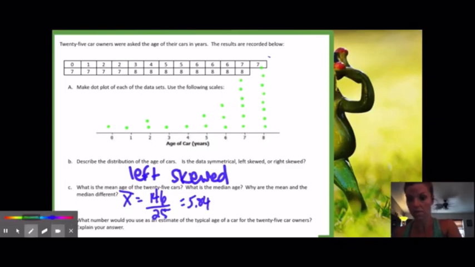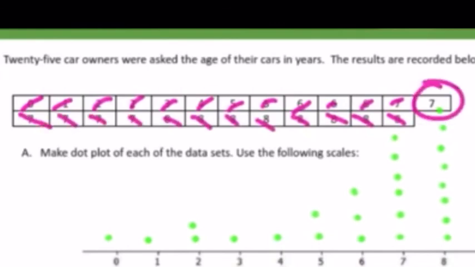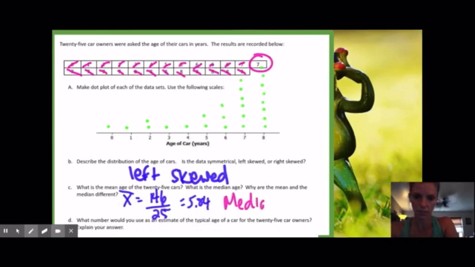Let's do the median. You can either use the table or your dot plot, up to you, because the table is in order. So I'll use the table. There's 25. So let's do 12 on each side. 2, 3, 4, 5, 6, 7, 8, 9, 10, 11, 12. 1, 2, 3, 4, 5, 6, 7, 8, 9, 10, 11, 12. The only number left is 7. So the median is 7.